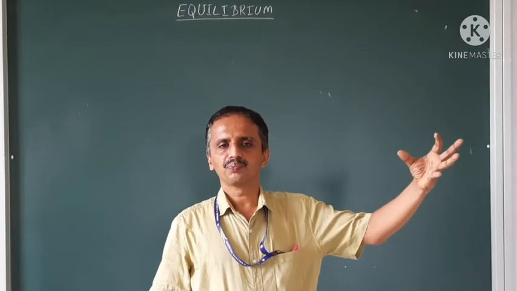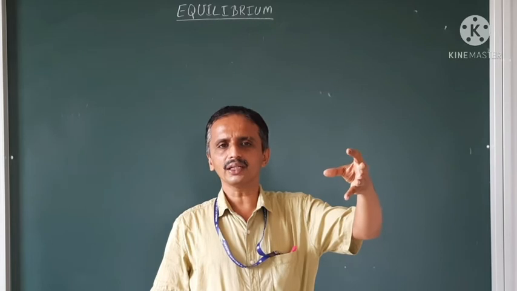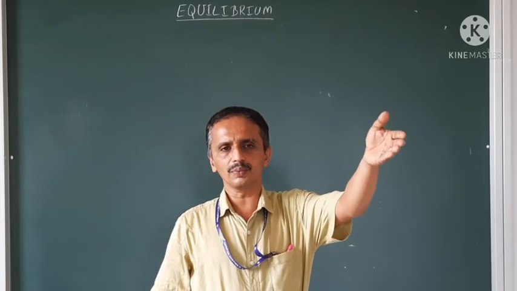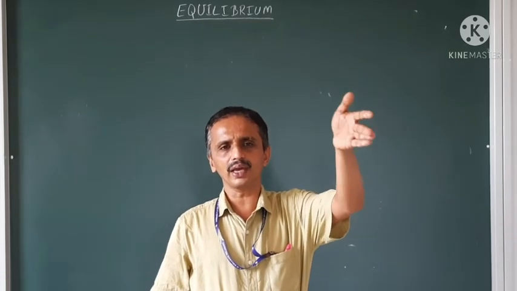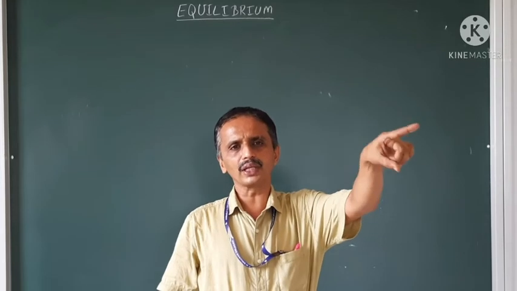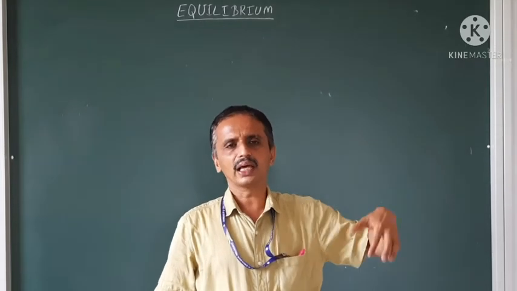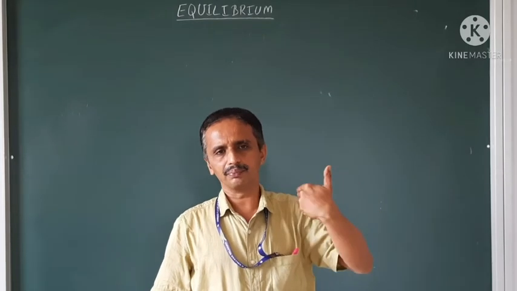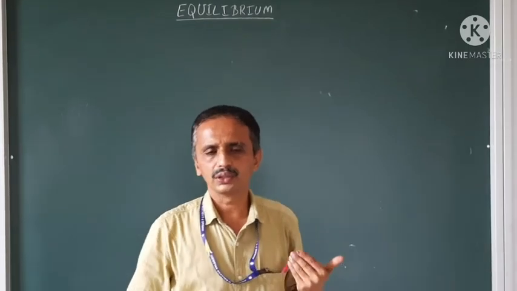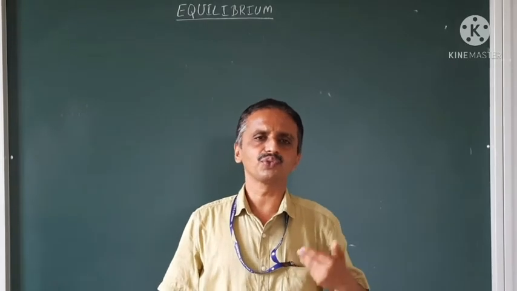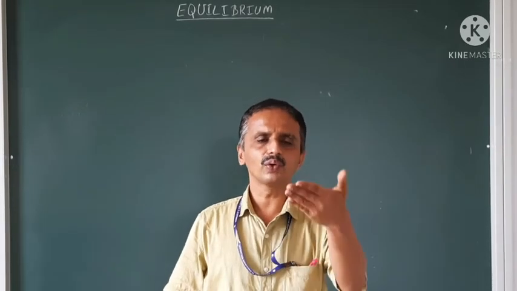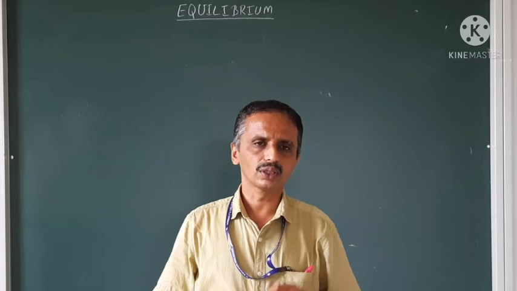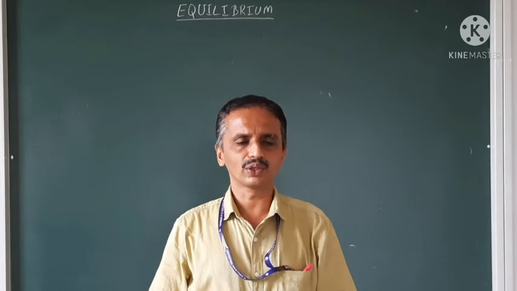Means if A giving a product P is there, for that the equilibrium constant is K = P by A. Now when P giving A, if I do that, then the equilibrium constant will be A by P. Means the new equilibrium constant, if you say Kc dash, will be 1 over Kc, or Kc is equal to 1 over Kc dash also.